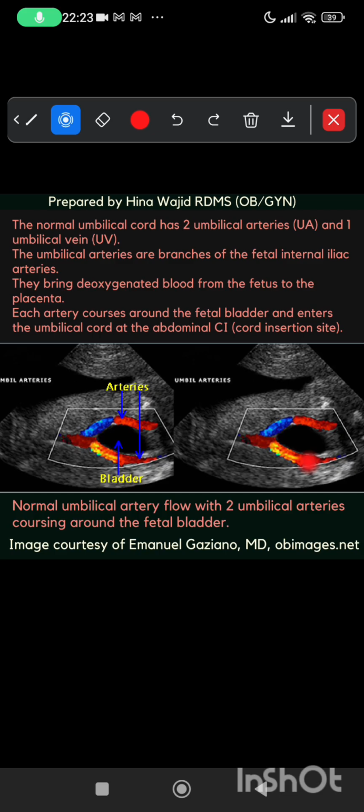So what is the function of umbilical arteries? Anyone? It carries deoxygenated blood from the baby to the placenta. Yes. Carries deoxygenated blood from the fetus to the placenta, and each artery courses around the fetal bladder as we can see here, and then it enters the umbilical cord at the abdominal cord insertion site.